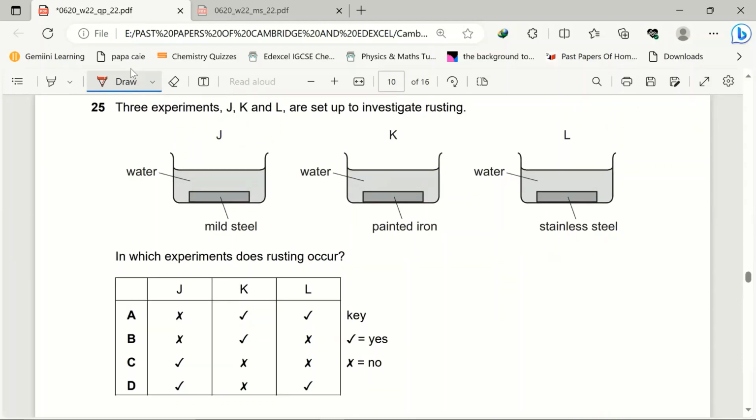Question number 25. Three experiments, Z, J, K, and L, are set up to investigate rusting. Rusting is basically oxidation of iron in the presence of water. So this is how it is happening. Mild steel, painted iron, and stainless steel. So in which experiments does rusting occur? J, mild steel should rust. J should rust. This is correct. K should not rust and L should not rust because painting is a barrier method and stainless steel is an alloy which doesn't rust. So C is the only correct answer. Very easy.